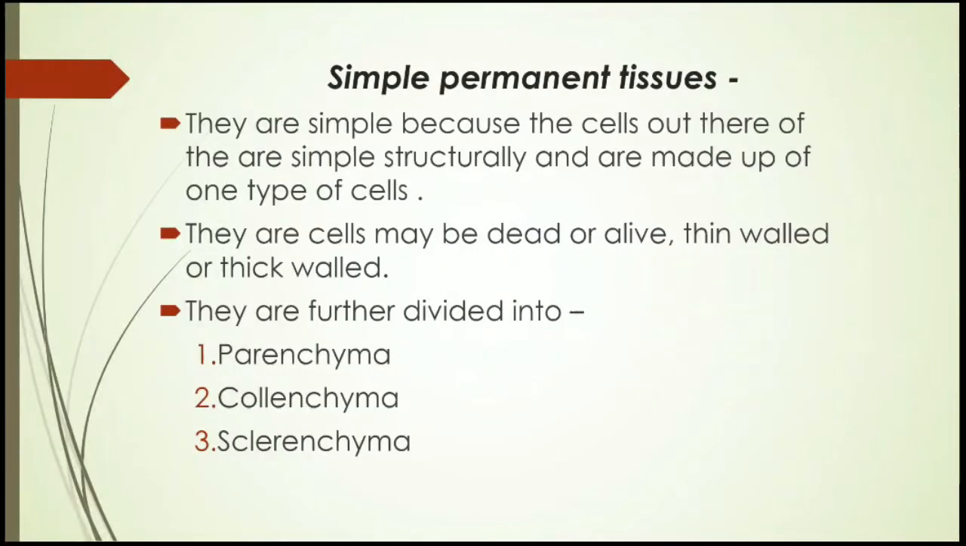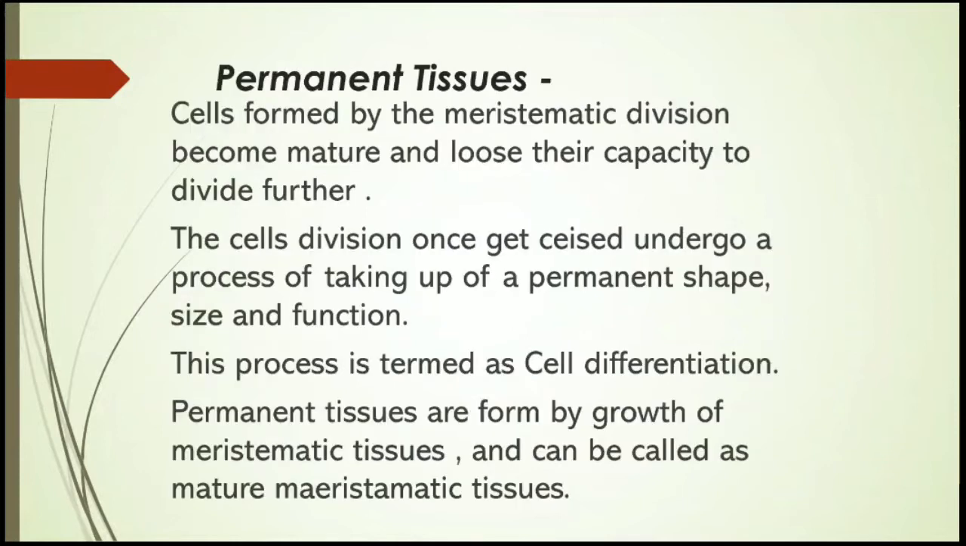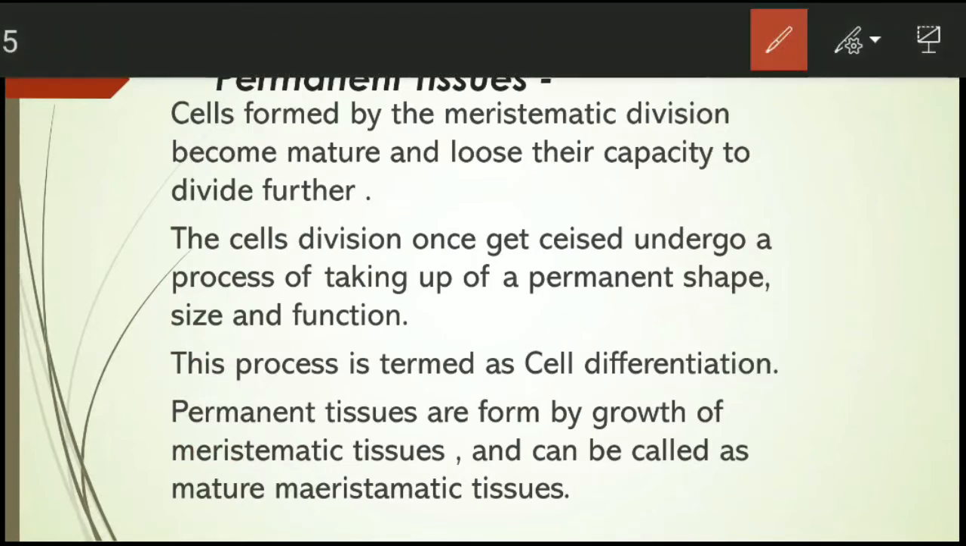Students, in the last module, I explained the meristematic tissue made up of meristematic cells, which shows the ability to divide continuously. But now we are going to start with the permanent tissues. Permanent tissues are made up of cells which are formed by the meristematic division.